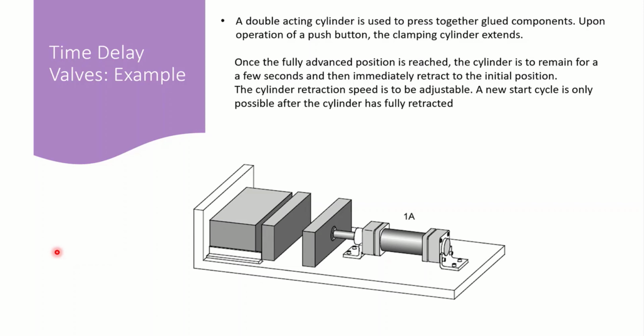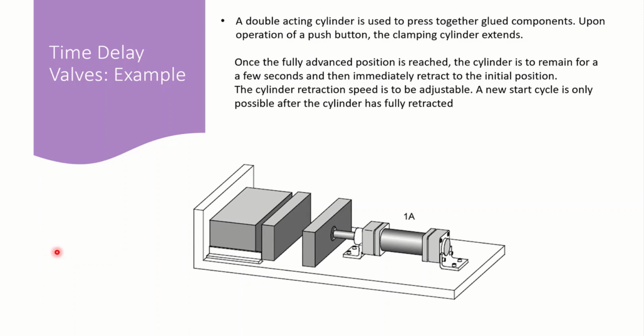Once the fully advanced position is reached, the cylinder is to remain for a few seconds. That is a very important point, which means we have a sort of time delay in the system. Basically, that is where we have to use the time delay valve. And then immediately retract to its initial position. So whenever the time delay is gone, and we have that actuation for the retraction, the time delay valve should return back to its initial position, and the actuator should retract to its initial position very quickly.